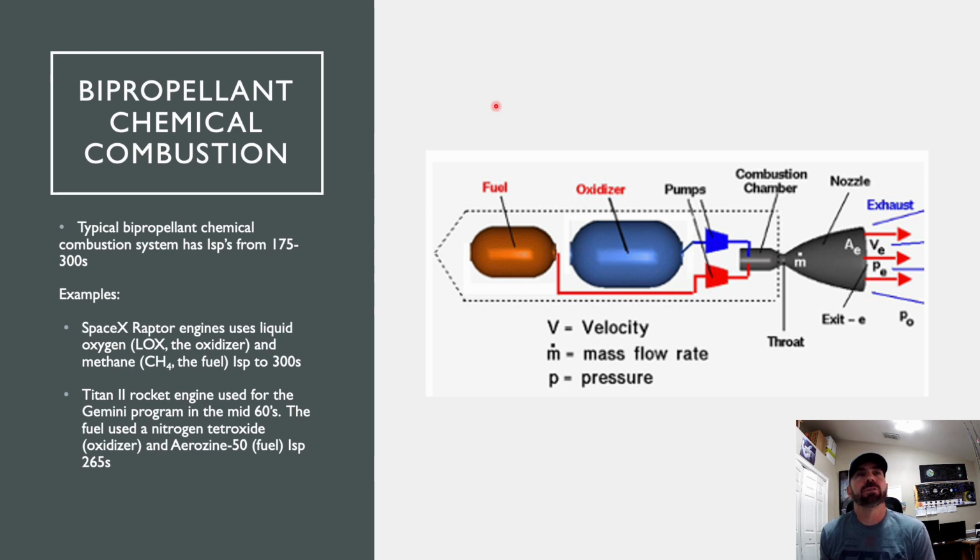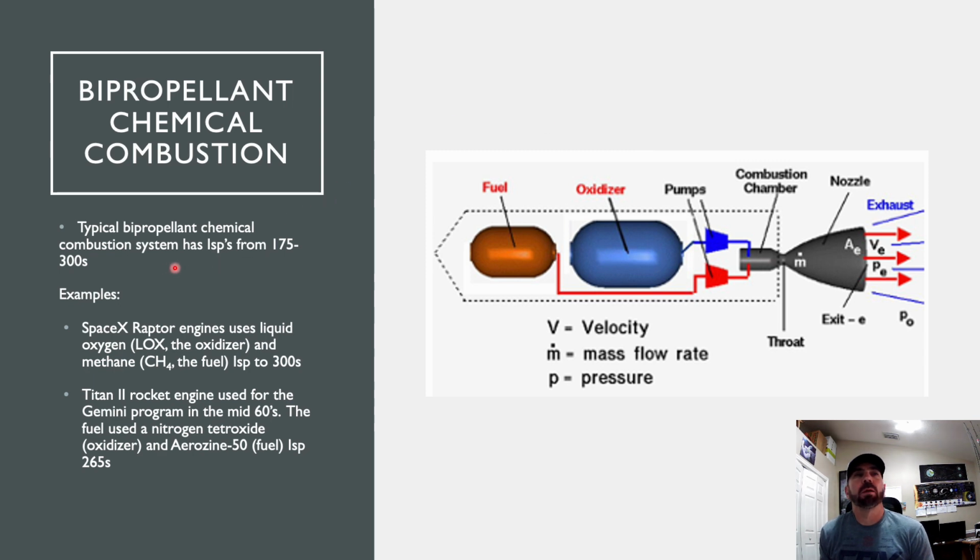So now I'm going to do a little comparison between bipropellant chemical combustion, that's the traditional propellant system, and the nuclear thermal propulsion system. So first, the bipropellant chemical combustion system. As you can see in this diagram over here, this is a basic layout where you have a fuel tank and an oxidizer, and it takes both for this combustion to occur. You have pumps that pump both this fuel and oxidizer into a combustion chamber where it builds the temperature and pressure and then exhausts out the nozzle for the thrust.